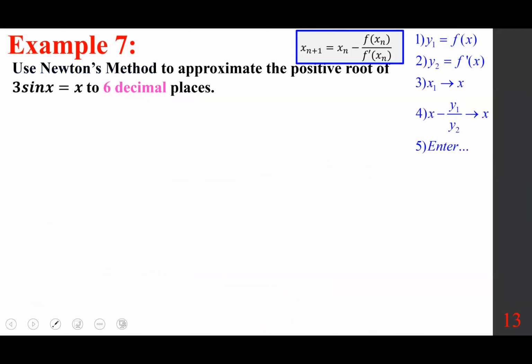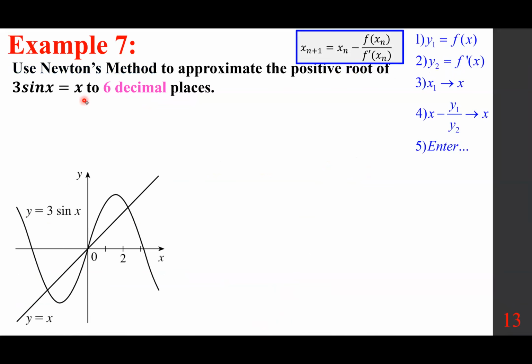Here's the last question. Use Newton's method to approximate the positive root of this function, 3 sine x equals x, to 6 decimals. You have to sort of graph to have an idea what you're looking for. And the graph is really not that difficult.